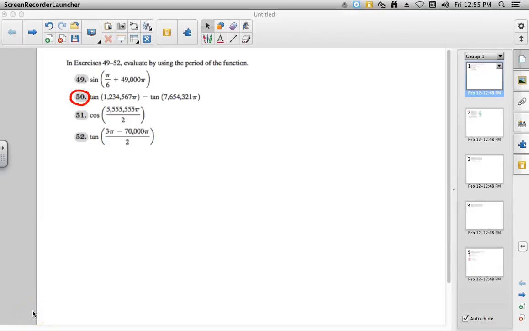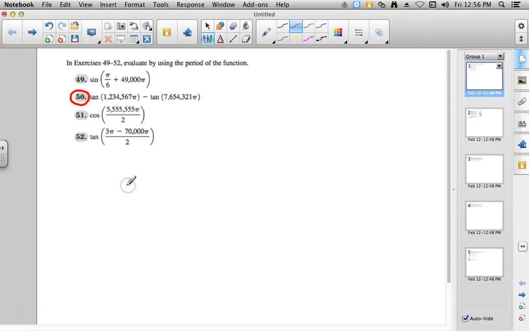These are the frequently asked questions for pre-calculus for section 4383. And in exercises 49 to 52, it says evaluate by using the period of the function.